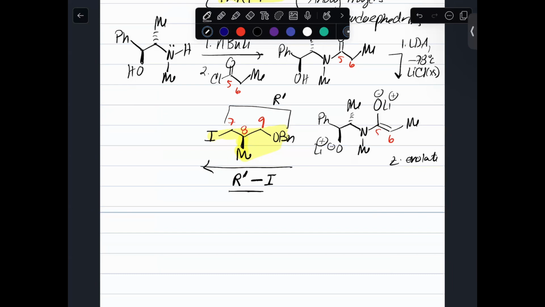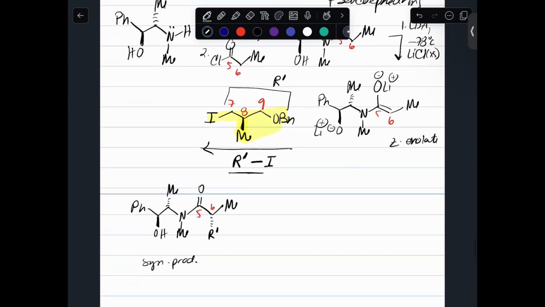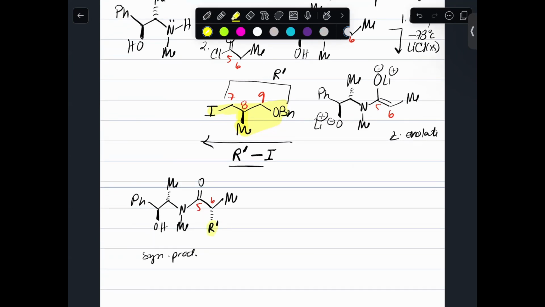Please notice again, I can only do Andy Meyer's chemistry on this because this is beta substituted. So I can only do that. And my product, if you remember, is always 1,4-syn. Syn product. Okay. My R group and my methyl group are syn to each other.